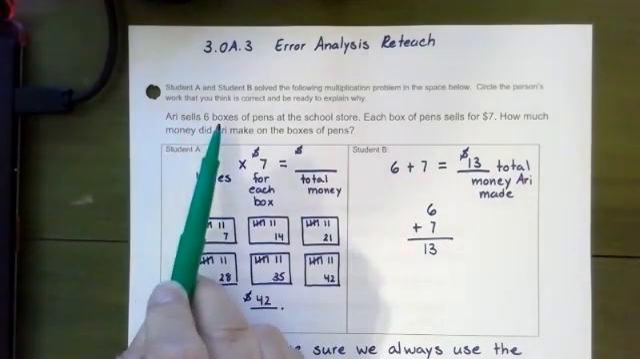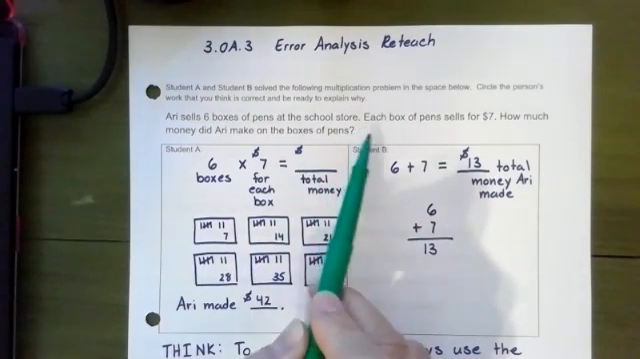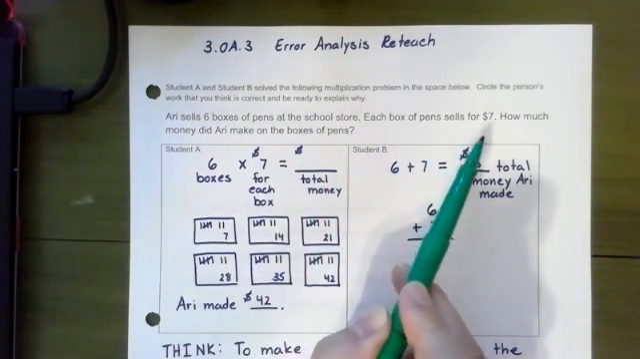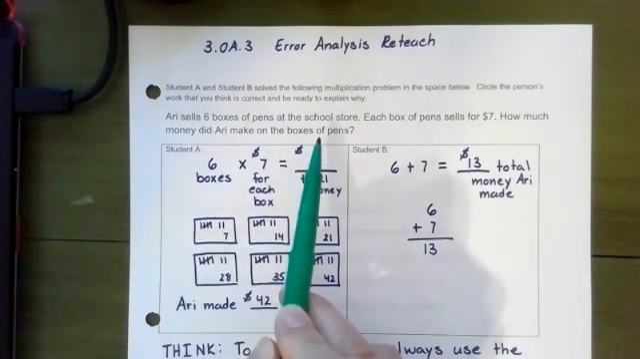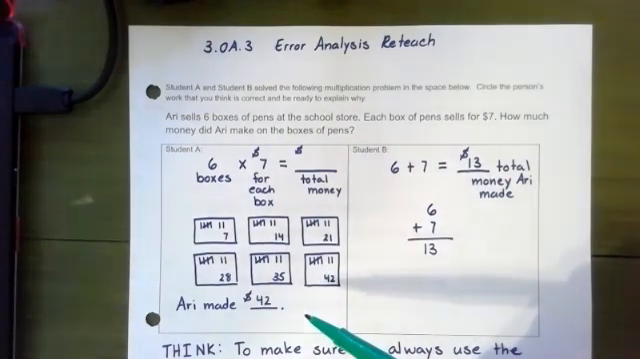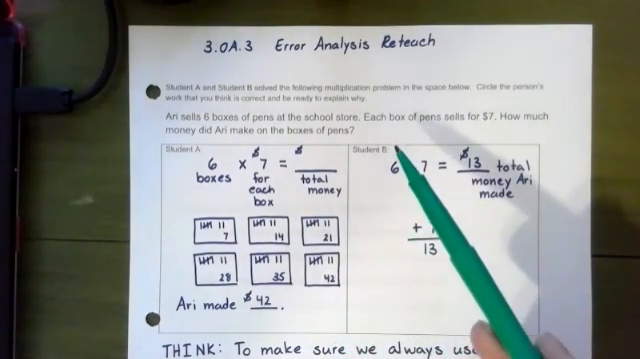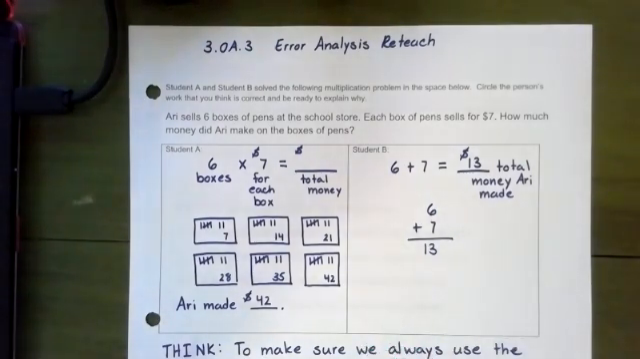Ari sells 6 boxes of pens at the school store. Each box of pens sells for $7. How much money did Ari make on the boxes of pens? Look at the way student A solved the problem. Look at the way student B solved the problem. Which student do you agree with? Think about it.